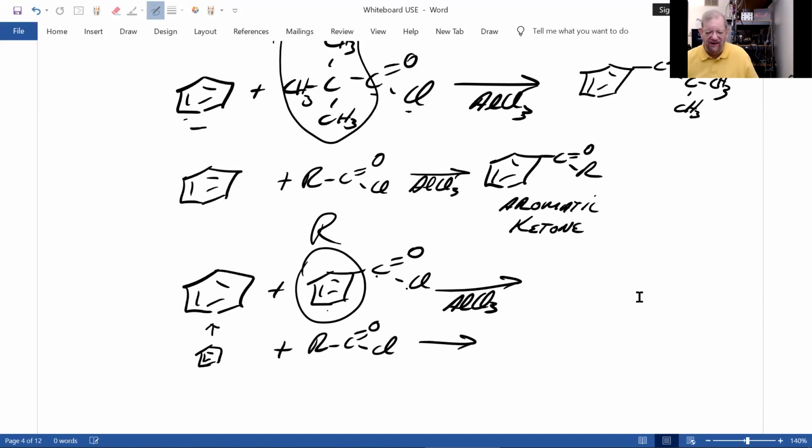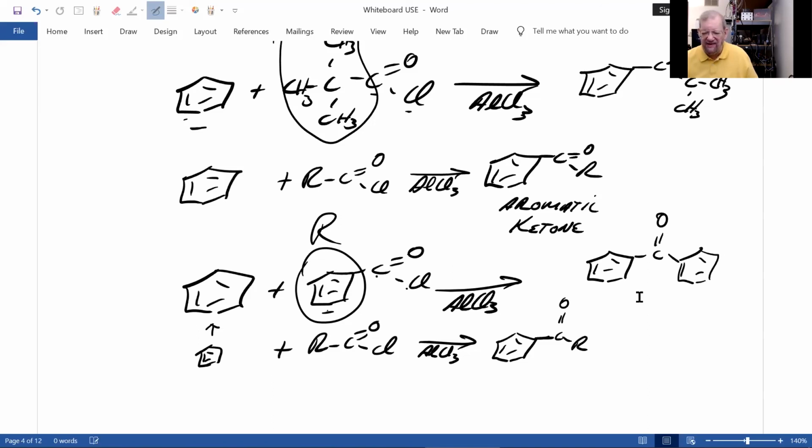I have aluminum trichloride. And I make that something very special, very rare, carbon-carbon single bond, and make an aromatic ketone. So if my R is this benzene ring, what do I make? This aromatic ketone, and this is called benzophenone.